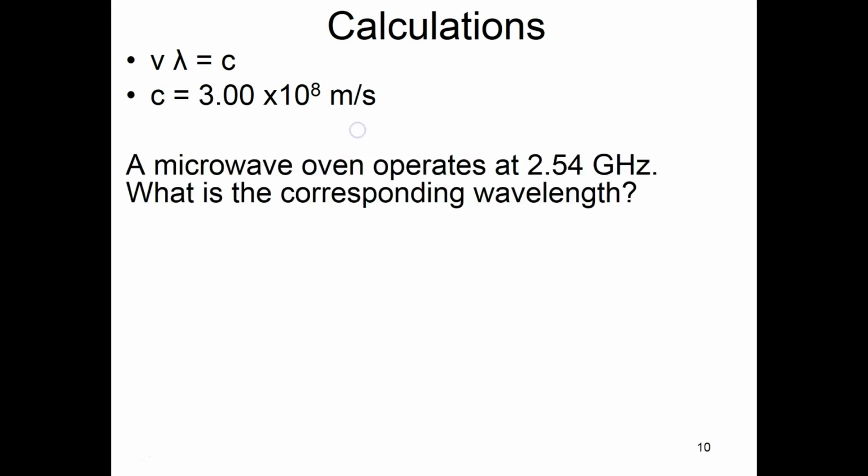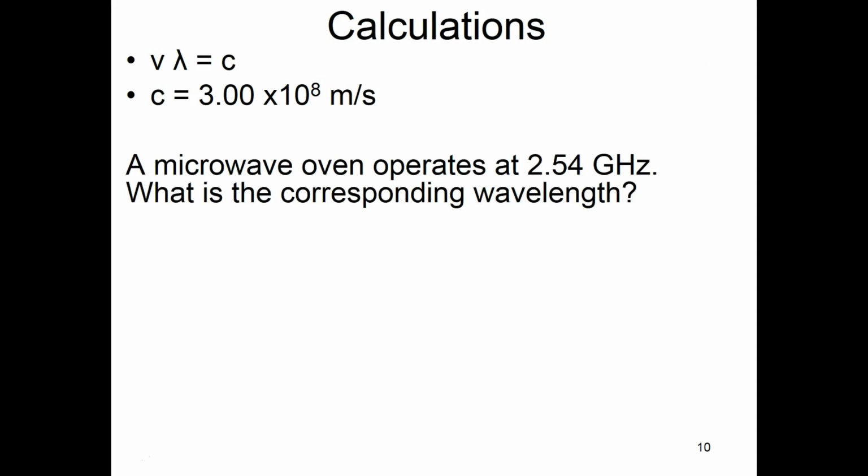So let's do some calculations involving waves, particularly light waves. And so if we take nu times lambda, that will equal velocity. And if we're talking about light, that velocity is going to be the speed of light. The speed of light is 3.00 times 10 to the 8th meters per second. That's three significant figures. And so let's do an example.